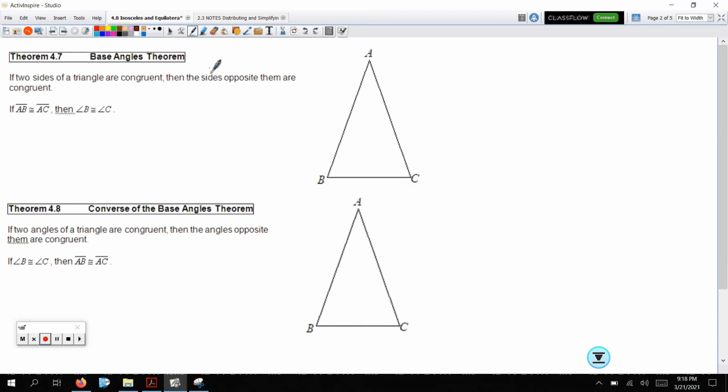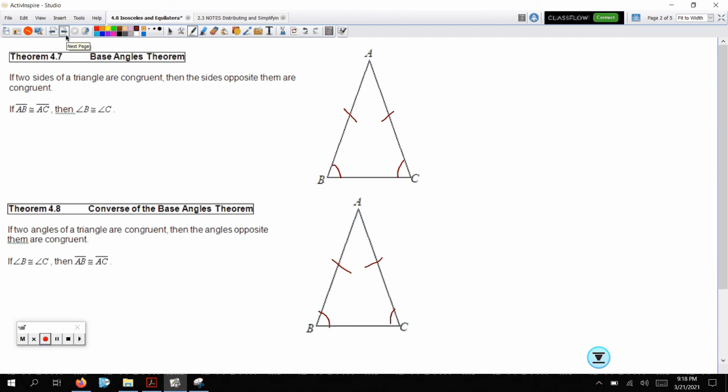All right, base angle theorem. If two sides are congruent in a triangle, it says here if AB is congruent to AC, then angle B is congruent to angle C. Theorem 4.8, the converse of the base angle theorem, says if two angles are congruent, then the opposite sides would be congruent.